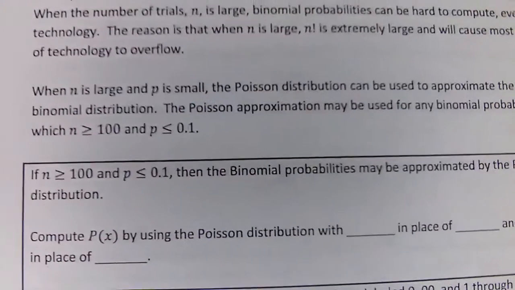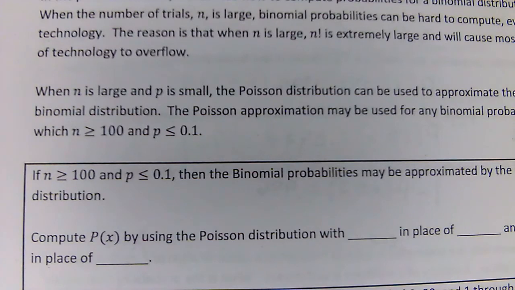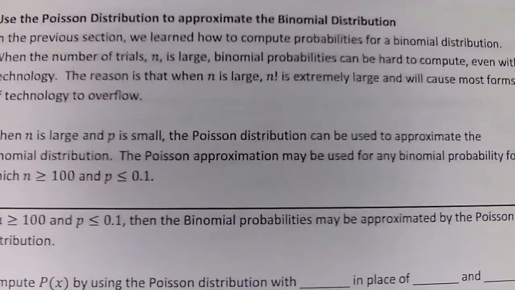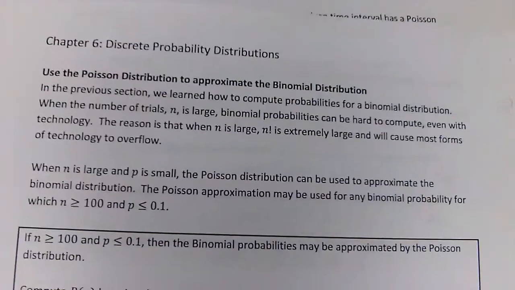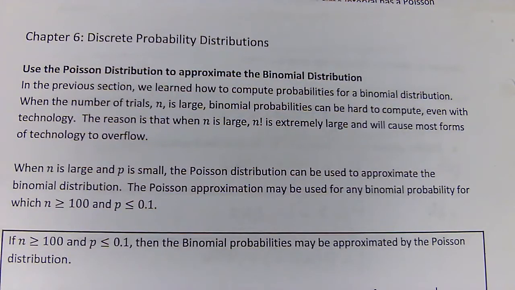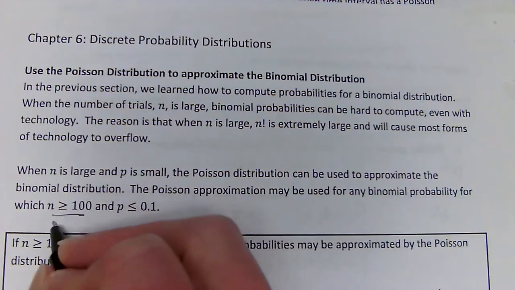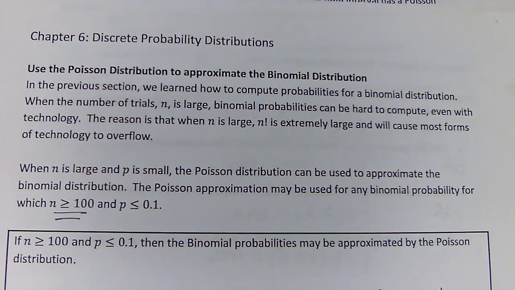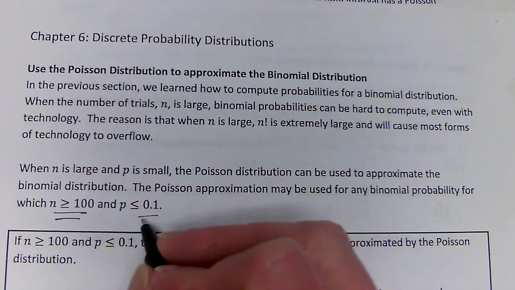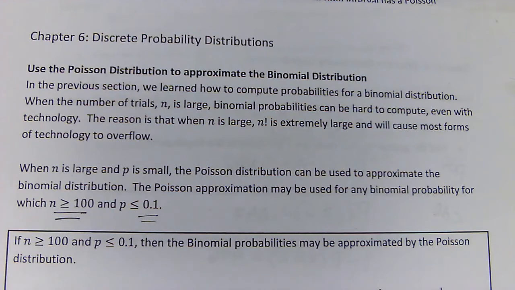Now, the last thing I want to talk about is that we can actually use the Poisson distribution to also approximate a binomial distribution. In the previous section, we learned how to compute probabilities for a binomial distribution. When the number of trials n is large, these can be hard to compute even with technology. Sometimes it'll cause an overflow. So when n is large and p is small, in other words, if my trials are over 100 and my probability is pretty small, we can use a Poisson distribution.